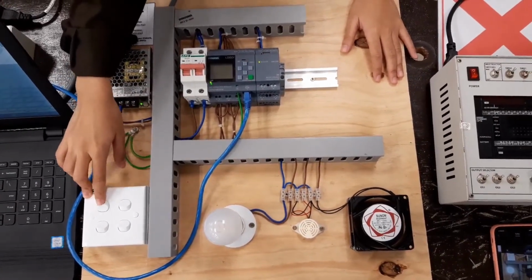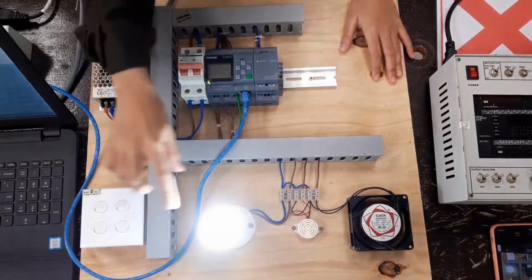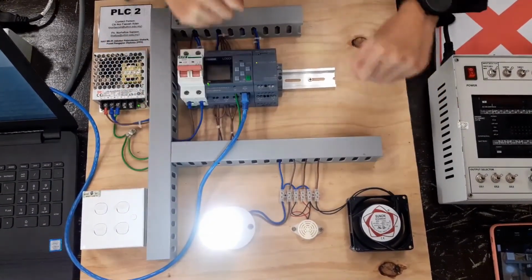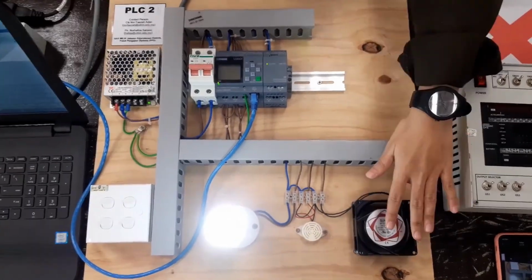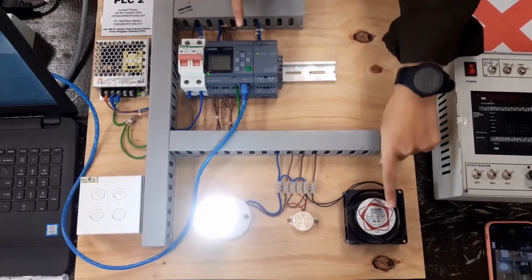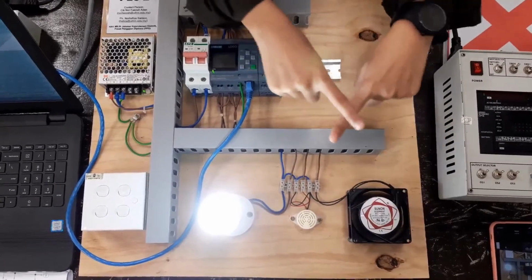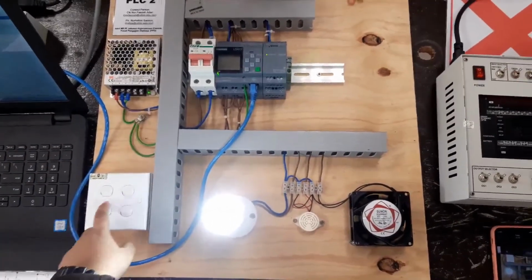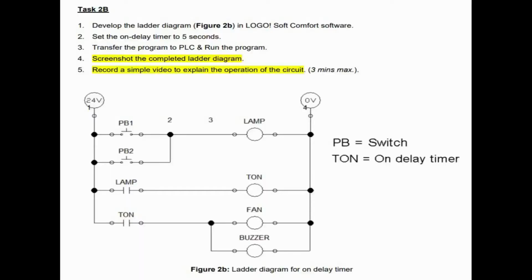After we switch off I1, the off delay timer starts counting for 10 seconds. The lamp and fan turn on because the on delay timer contact and off delay timer contact are changed from open contact to closed contact. After 10 seconds, only the fan turns off. Now, task 2B.